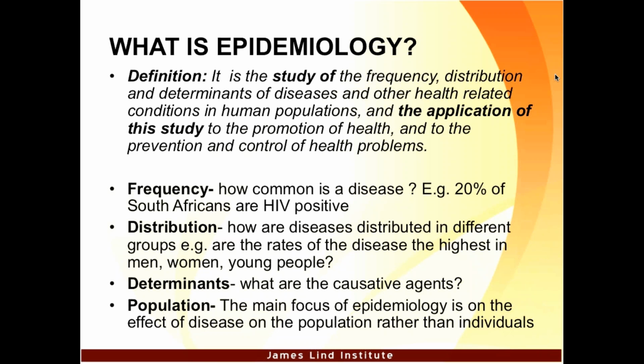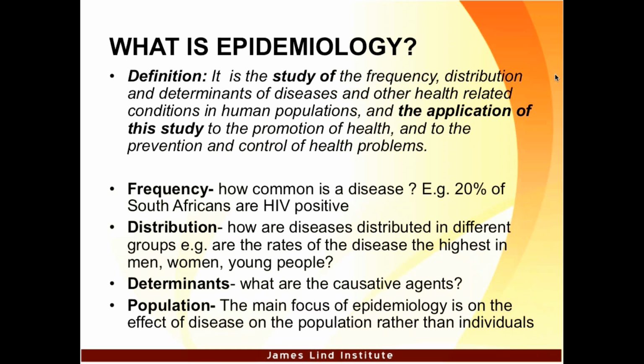The other element of epidemiology is the study of the determinants of diseases. This really relates to the risk factors and the causative agents, and we'll go into that a little bit more when we're going through the natural history of diseases. The other point I wanted to make here is that unlike clinical medicine, with public health, the focus of epidemiology and all of the interventions is really the effect of disease on the population rather than individuals. So we look at the effects and impact of disease and prevention of disease at a population level.